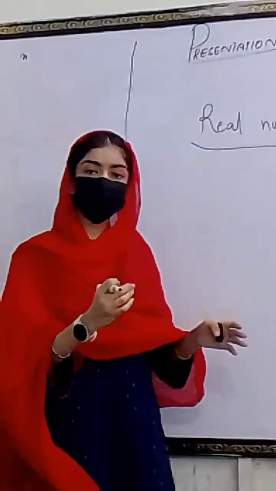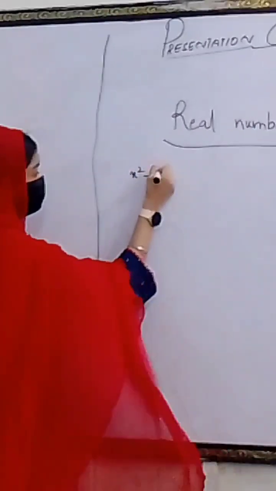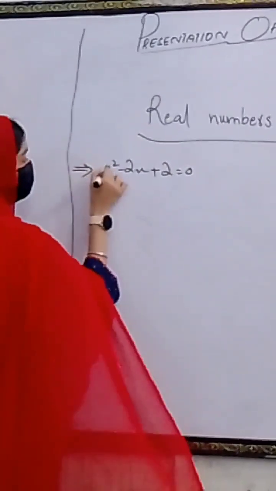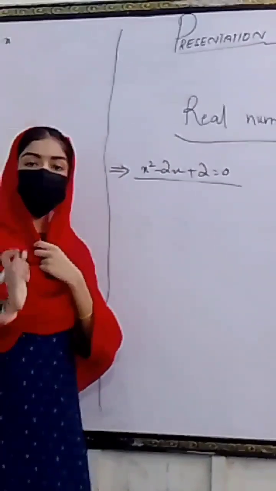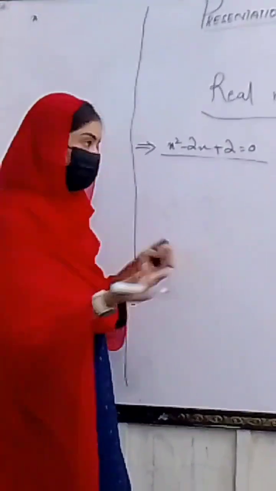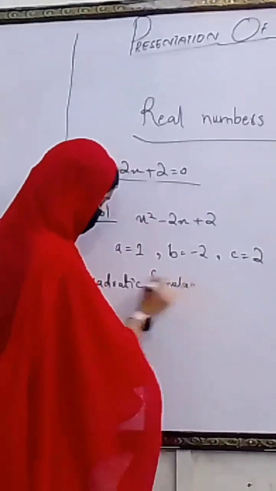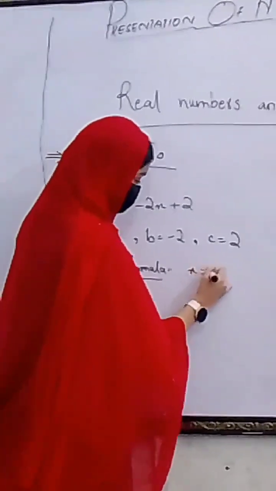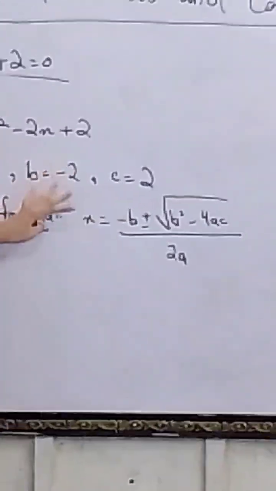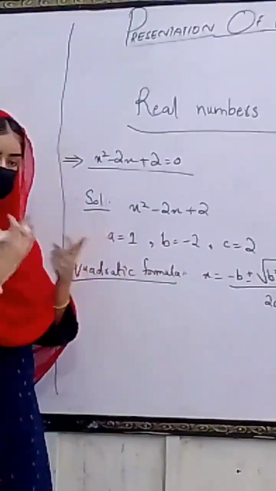To understand why we need complex numbers, the equation is x squared minus 2x plus 2 equals 0. We have this equation right here, and it is a quadratic equation, and we are going to solve it by using the quadratic formula. Now this is the quadratic formula, and we are going to put in the values of a, b and c in the formula and then further solve it.